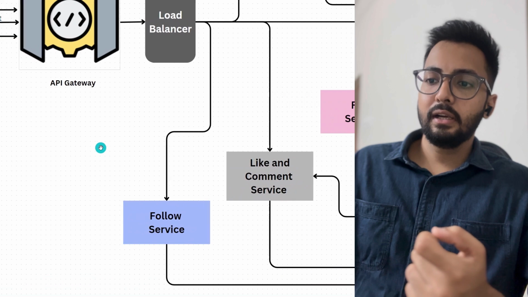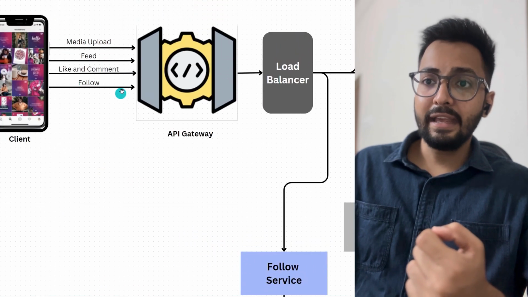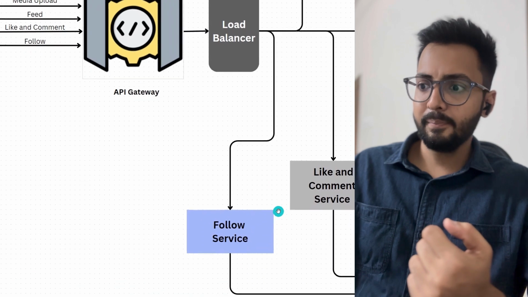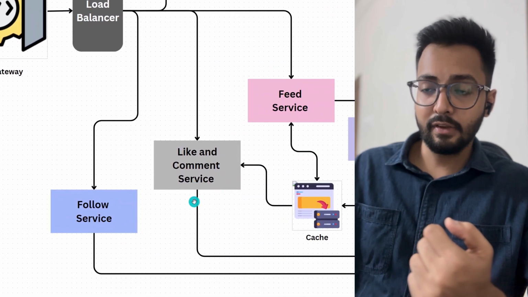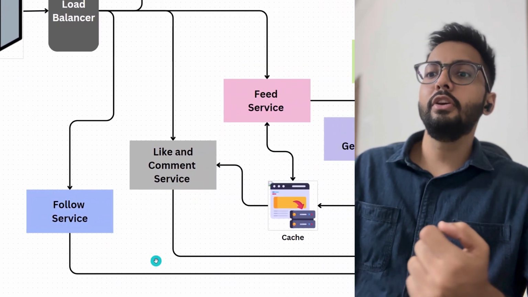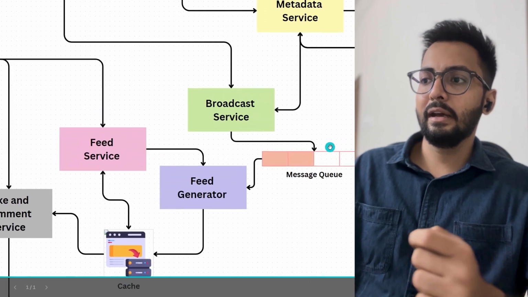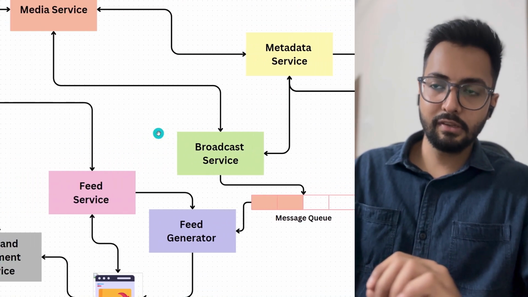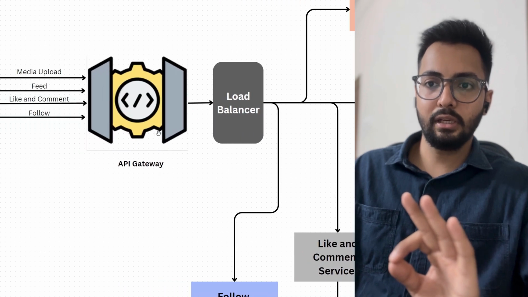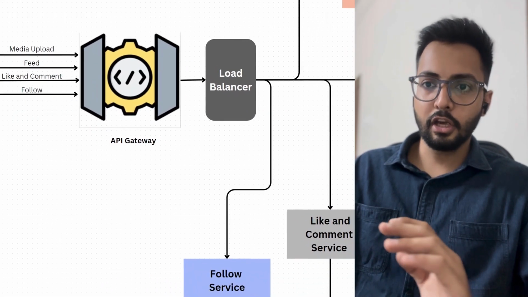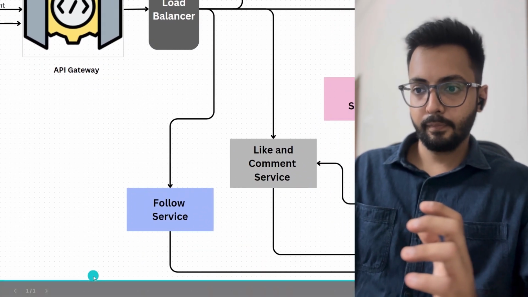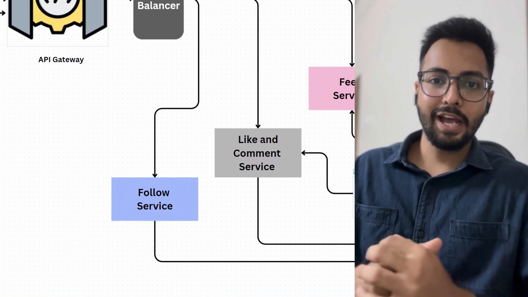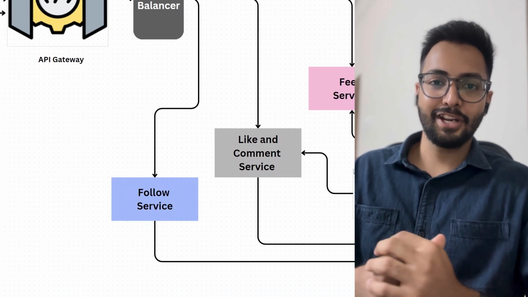Now when a user likes and comments on a post and calls the like and comment API, the like and comment service is called, which then updates the data in the database through this metadata service. The same thing happens with follow. When a user follows another user, the follow service is called and the metadata is updated. So yeah, that's all about Instagram system design.